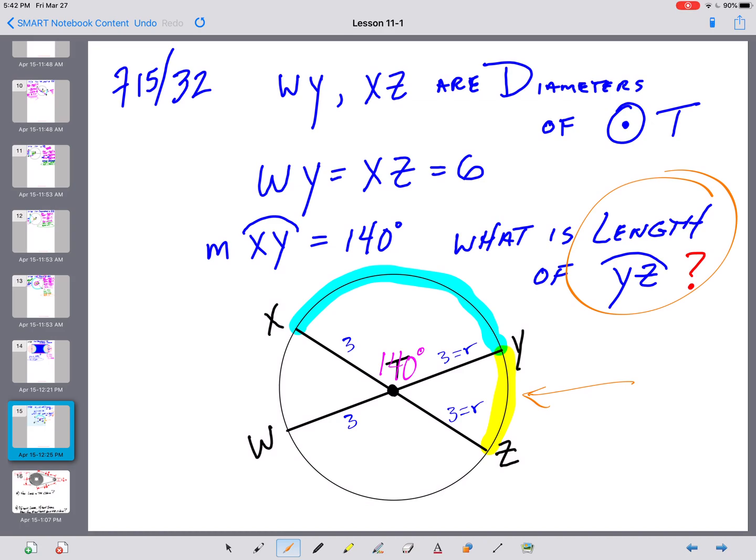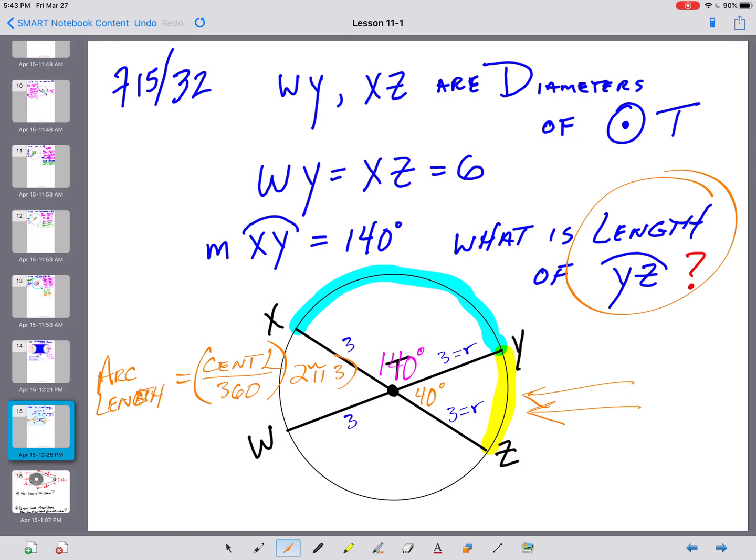How are we going to do that? We need a central angle that goes with that arc. Can we figure out that central angle? Yes, we can. 180 minus 140, it's 40 degrees. There you go. Okay, let's work it right over here. Arc length, we got central angle over 360 times 2 pi, and then the radius is 3.